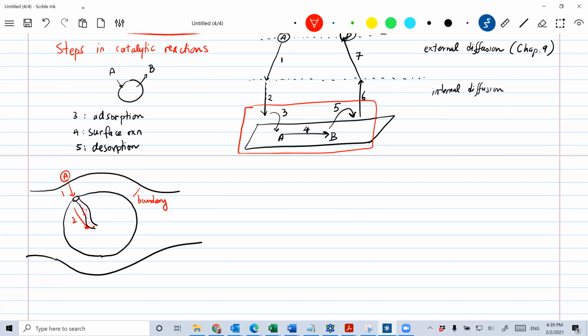Yeah, that makes a lot more sense. Yeah, and then the reaction happens at some surface, and then it goes out another way. Okay.